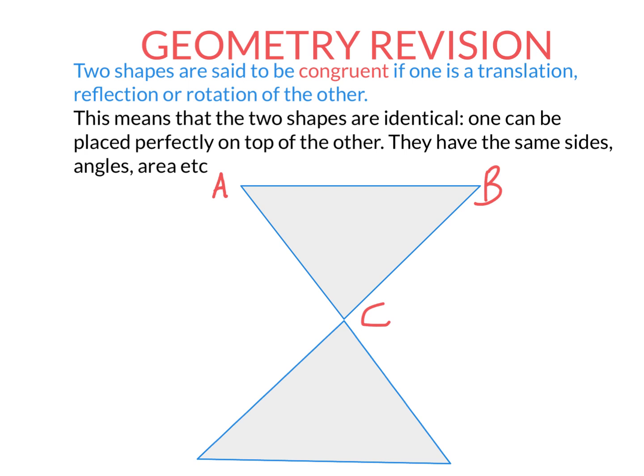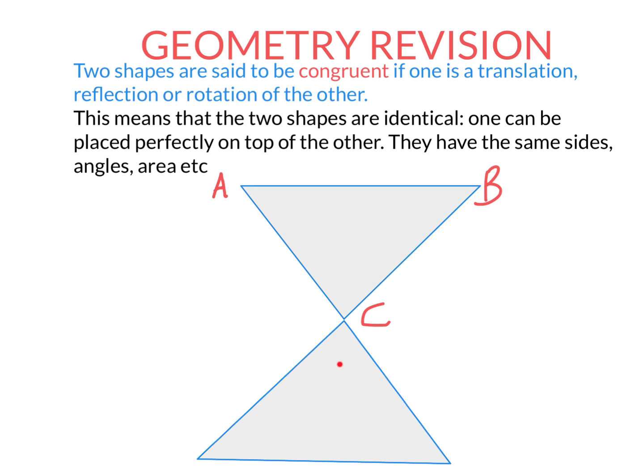It means that you could take one of the shapes like this and you could rotate, translate, or reflect it and it would lie perfectly on top of this. So these two shapes here are congruent. That means I must have translated, rotated, or reflected this shape to get this one. Now, it's not always clear which transformation occurred, so sometimes you need to look at the vertices.